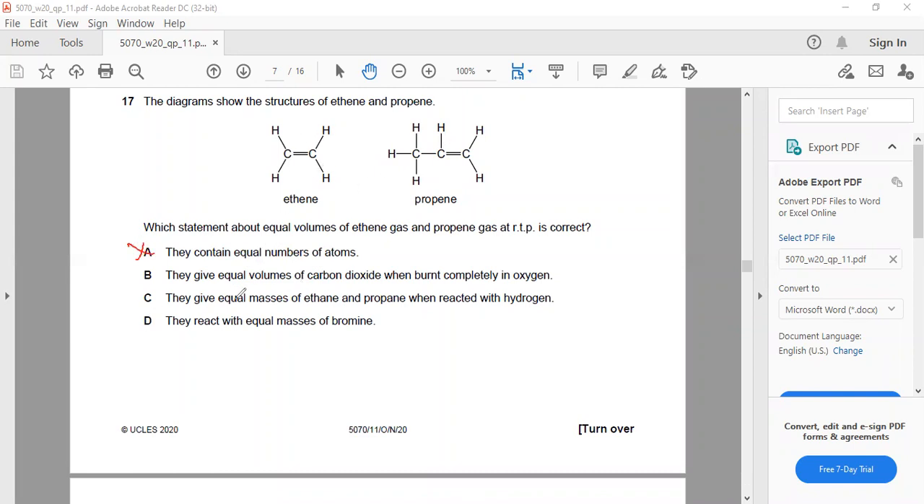First, eliminate the wrong answers. They give equal carbon dioxide? Wrong. On burning, one has 2 carbon and the other has 3 carbon, so it will give more carbon dioxide. They give equal masses of ethane and propane when reacted with hydrogen? Wrong, because this one does not produce propane.